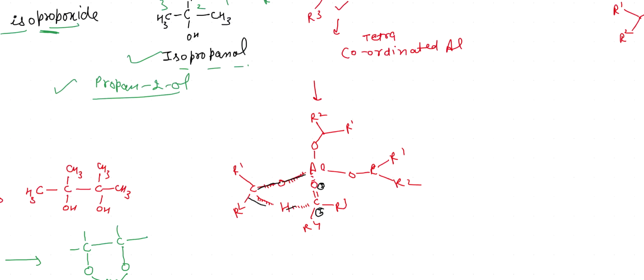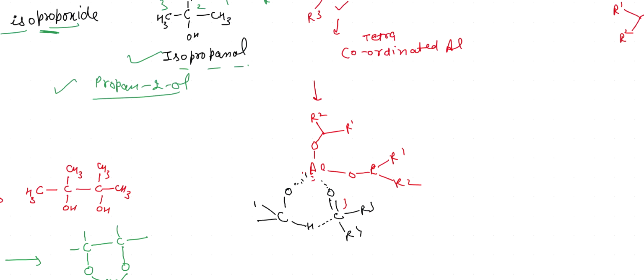In a clearer manner, I will let you know. There are two groups, O, C, and H, C, O, with R3, R4, R1, R2. Now you can see it clearly. This is your six-membered ring.